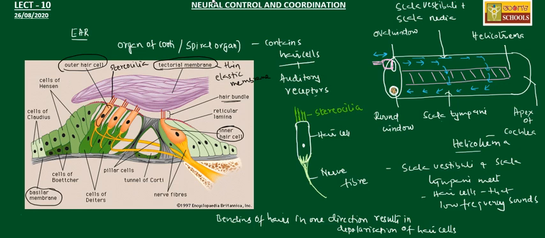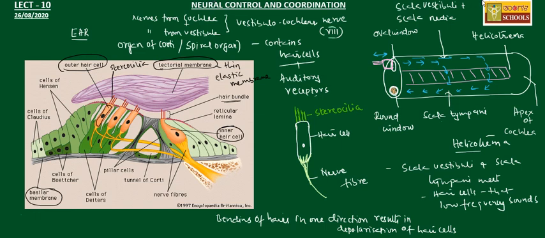The nerves from the cochlea and the nerves from the vestibule, which I'll discuss shortly, together form the vestibulocochlear nerve. So this is the eighth cranial nerve.